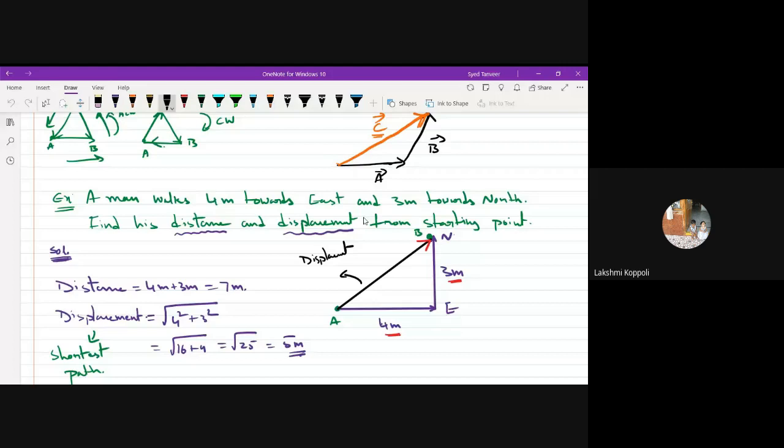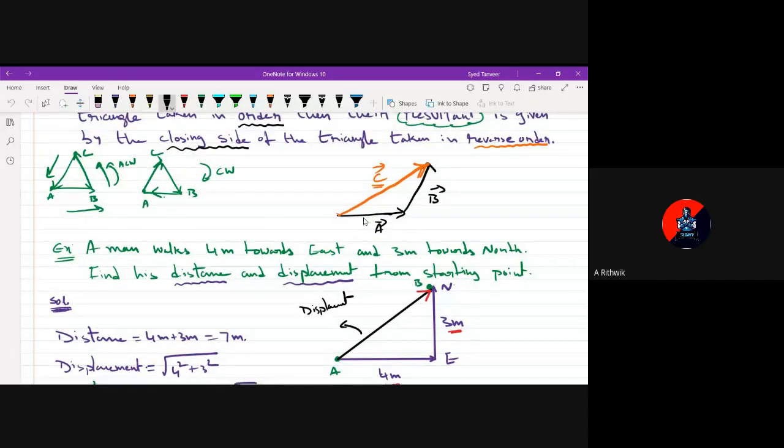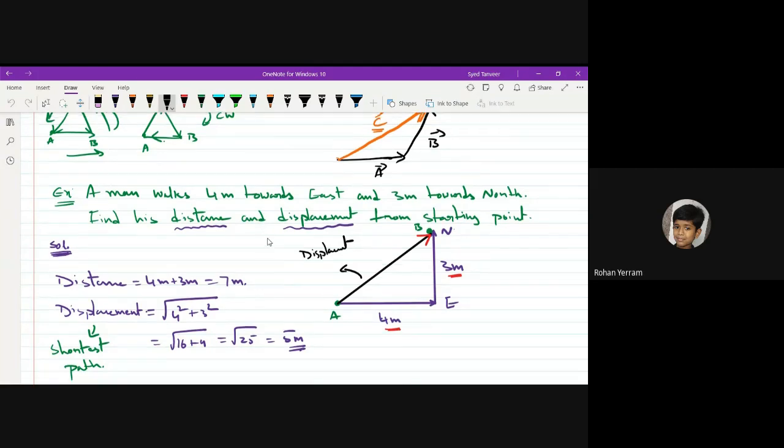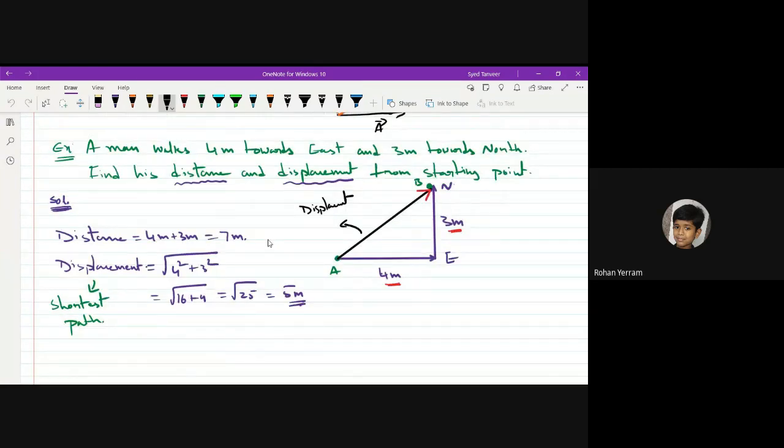Sir, this is like the Pythagoras theorem only, no, sir? Only when the two vectors are perpendicular. They need not always be perpendicular. Sir, displacement direction also we have to write now, sir. 5 meters. Sir, you only wrote 5 meters now, sir. Yes, I wrote 5 meter. That's what I told. Just try to understand this conceptually first. Then later, when we do questions, when we do exercises, you'll get all the details.